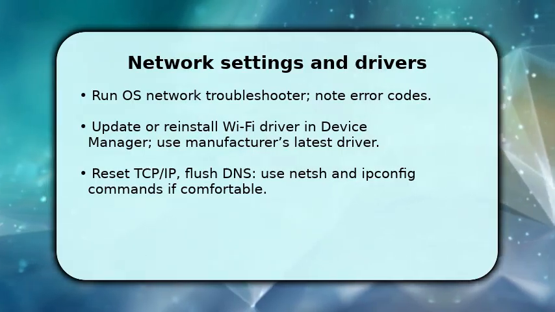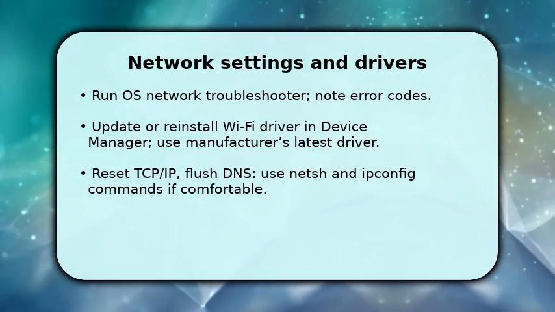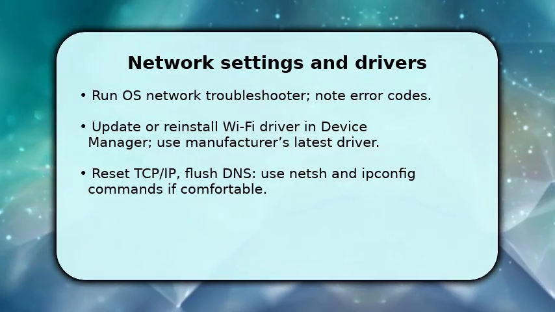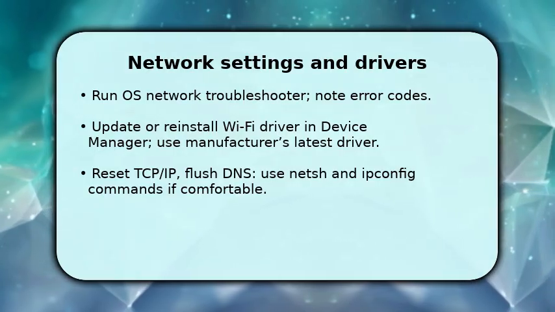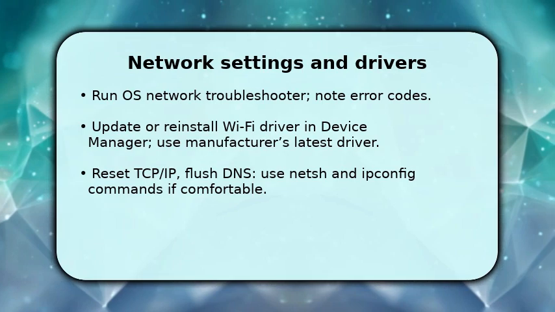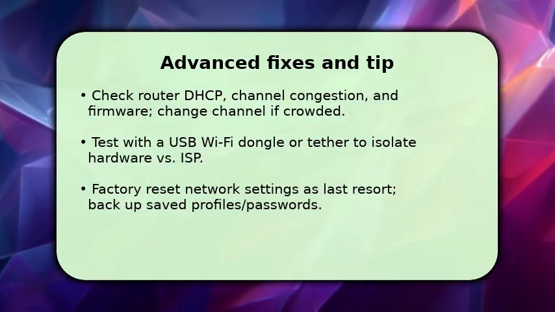If connectivity persists, reset TCP/IP and flush DNS using netsh and ipconfig commands. These clear routing. To finish, tackle advanced causes and validate the fix. Inspect router DHCP scope, update router firmware, and switch wireless channels if neighboring networks crowd yours.